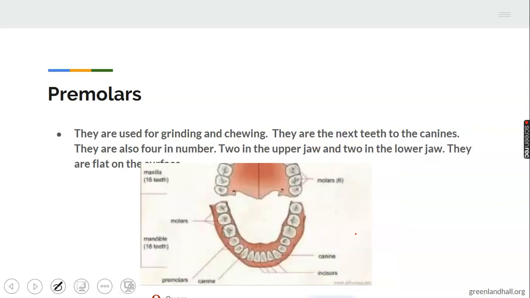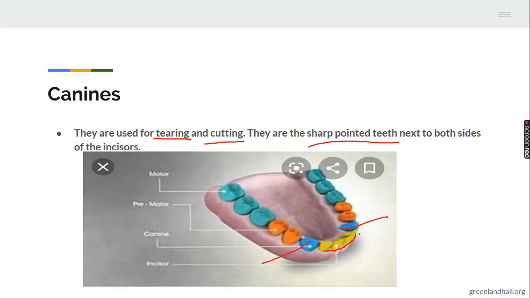Now we come to premolars. Which set of teeth do we refer to as premolars? Now, after the incisors, we have four of them there. Then we have two canines beside them. The next two are the premolars. Let me show you that colorful picture again. Look here, you are going to see the orange teeth. These ones are the premolars. You see them in orange.